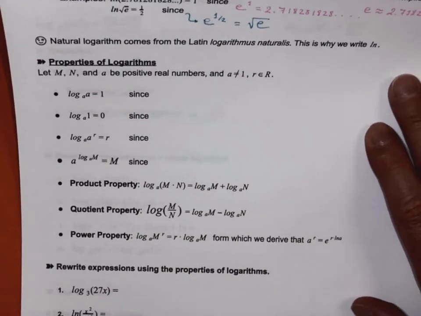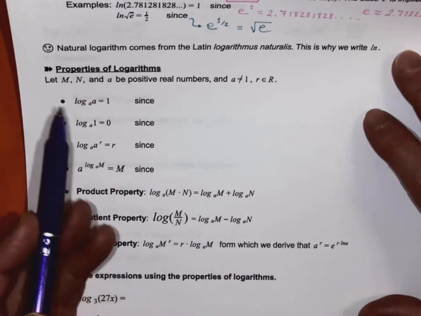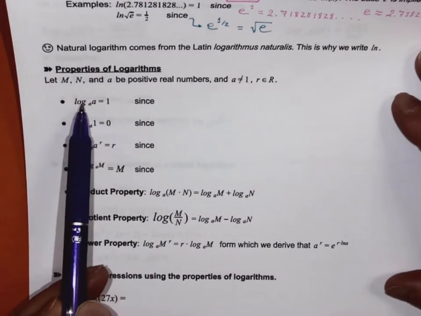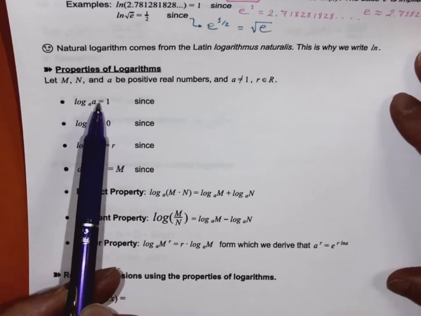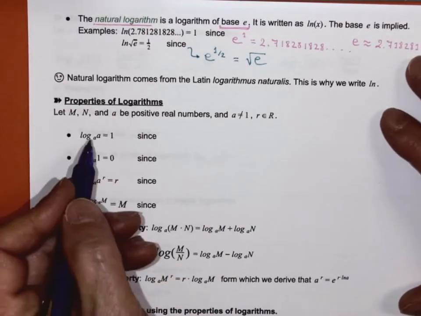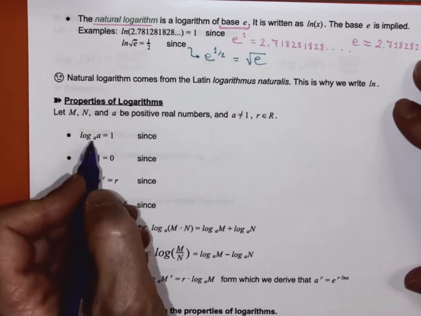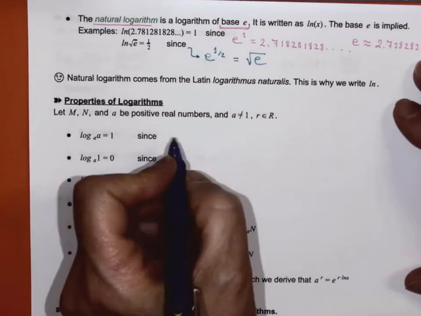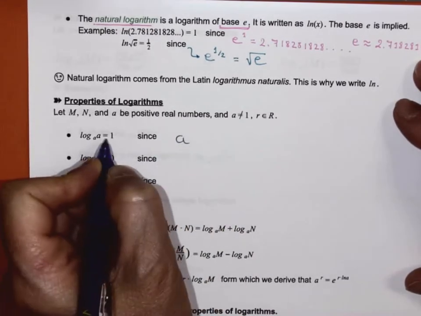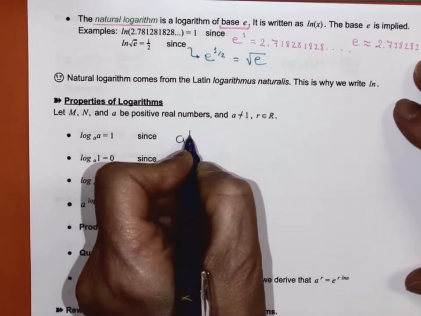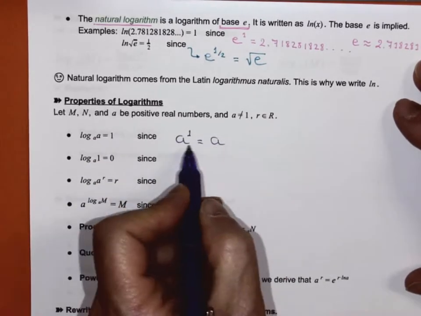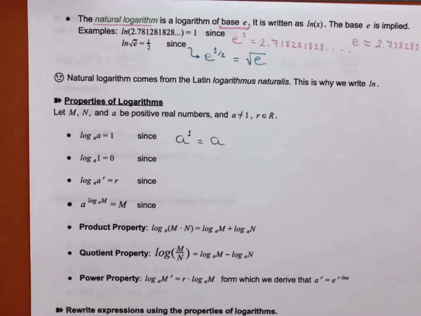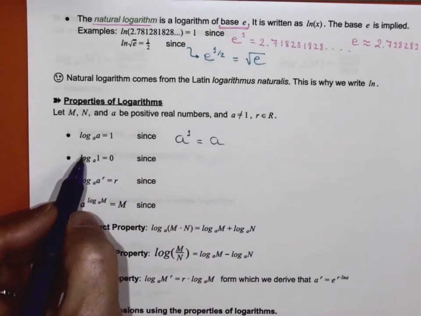Now let's look at some properties. Log base a of a is equal to 1. Well, why is that true? Because let's rewrite that in exponential and see what that says. This says the base of my log is the base of my exponent. The answer to a log is the exponent, and then that has to be equal to the inside of the log. Well, is that not true? It is, right? So we know that this is true. So that's one of our properties.